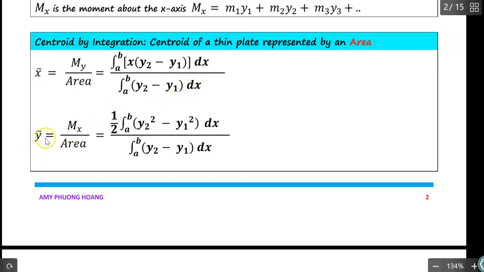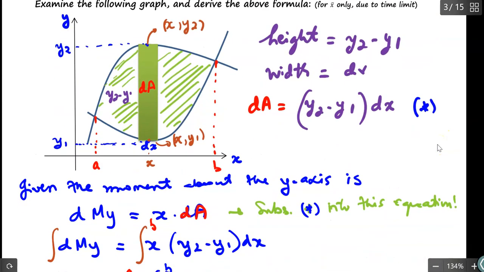For the y bar, the area formula is still the same, but for the numerator, to find Mx, we are going to work with this formula: a half integral from a to b of y2 squared minus y1 squared, and we integrate in terms of dx, which is the vertical element as well. So there are three steps in calculating the centroid of an area.